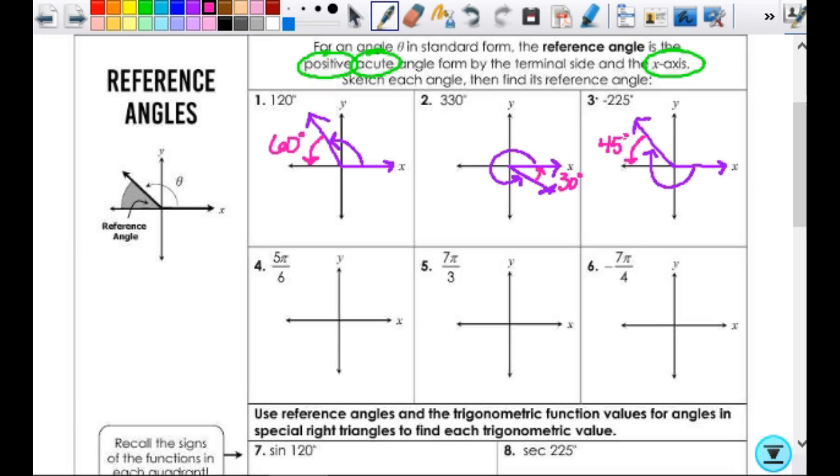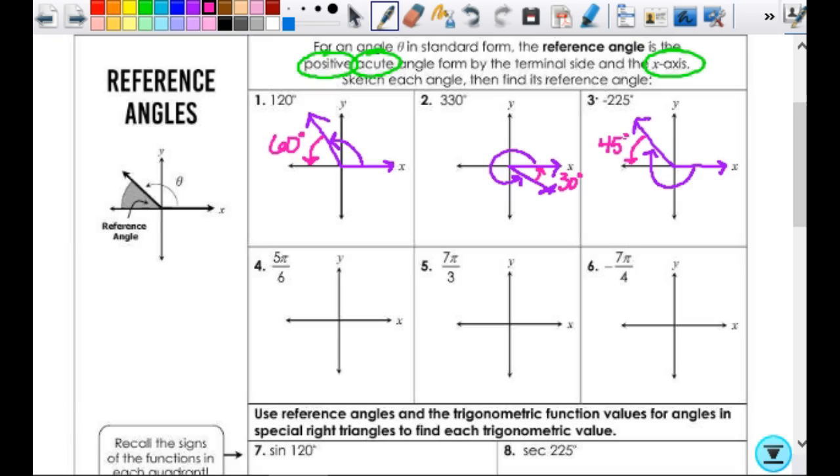It does not matter which direction you have to go to make an angle. That means nothing. It's more like a distance type thing. Now, I can have a reference angle for any angle. Like, for instance, what's the reference angle for 170? 10 degrees, right? Does that make sense?